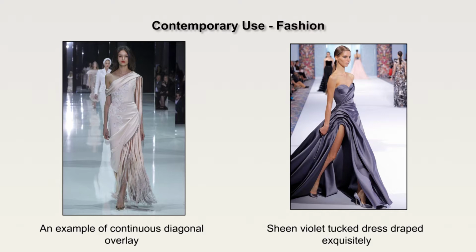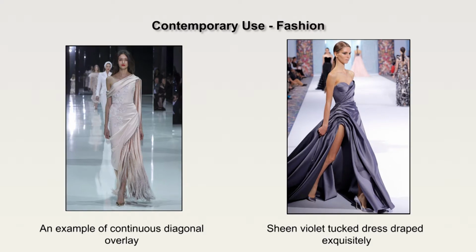A continuous diagonal overlay achieved by draping can be seen on the left. On the right is a sheen violet tucked dress draped exclusively by Ralph and Russo.